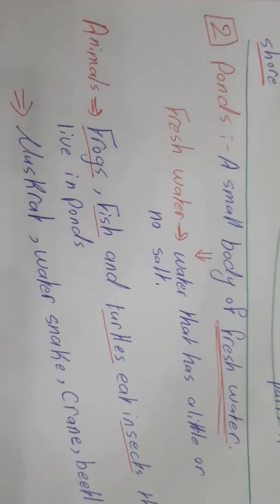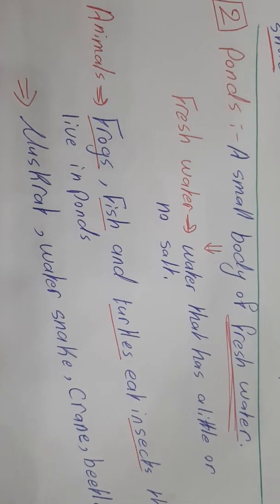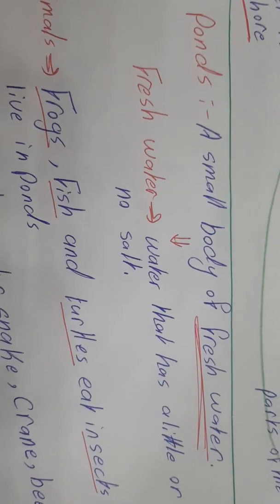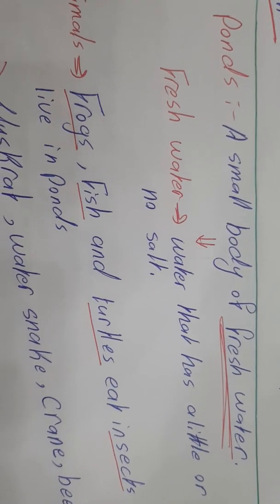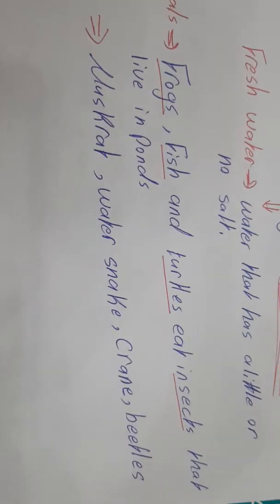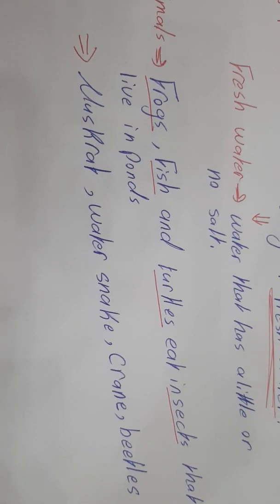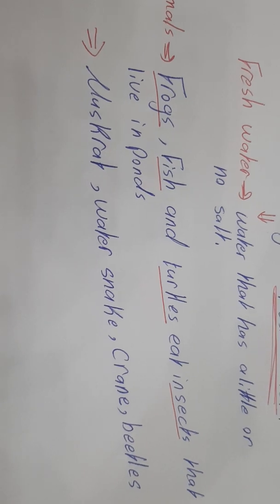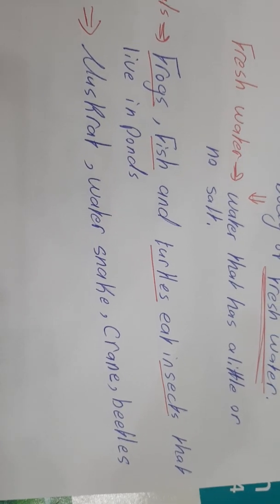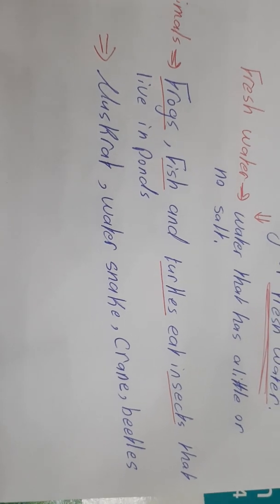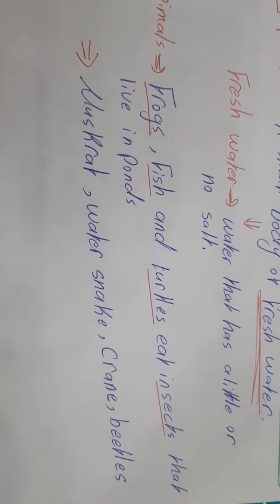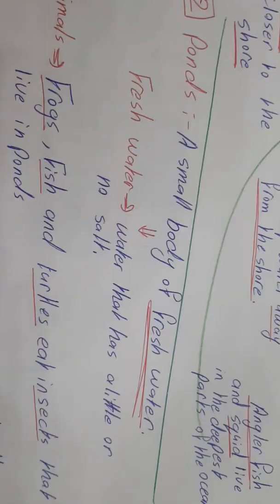Ponds. Ponds are small bodies of fresh water. Fresh water is water that has little or no salt. So animals that live in ponds can't live in any other place, okay? Now, which animals live there? Frogs, fish, turtles, and insects which they eat to stay alive. Also, muskrat, water snake, crane, beetles, they all live around the pond. Maybe not inside of it, but most of them live around the pond because they love fresh water and because the pond has a lot of plants that animals can eat to stay alive.